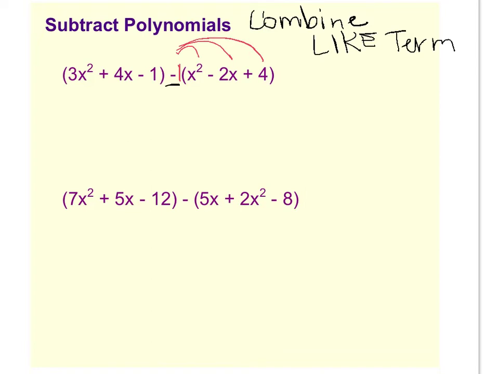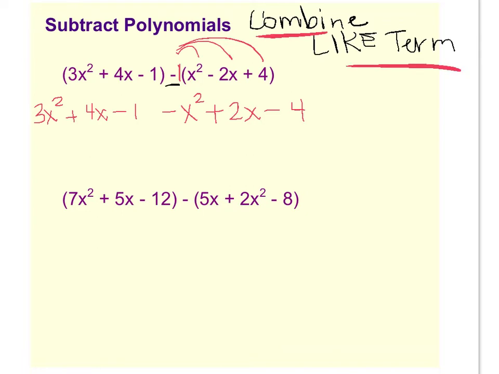So the negative 1 times that x squared actually gives us a negative x squared. The negative 1 times the negative 2x gives us a positive 2x. And then the negative 1 times the positive 4 gives us a negative 4. And then I can even rewrite the beginning of the problem if I want to. The first one, there's no negative to distribute throughout, so that just stayed as a 3x squared plus 4x minus 1. And now we are just going to combine our like terms.